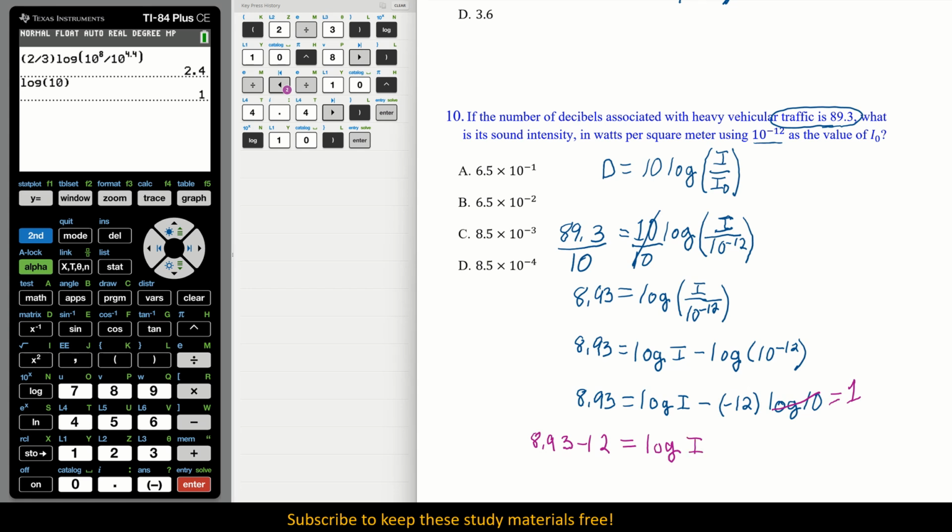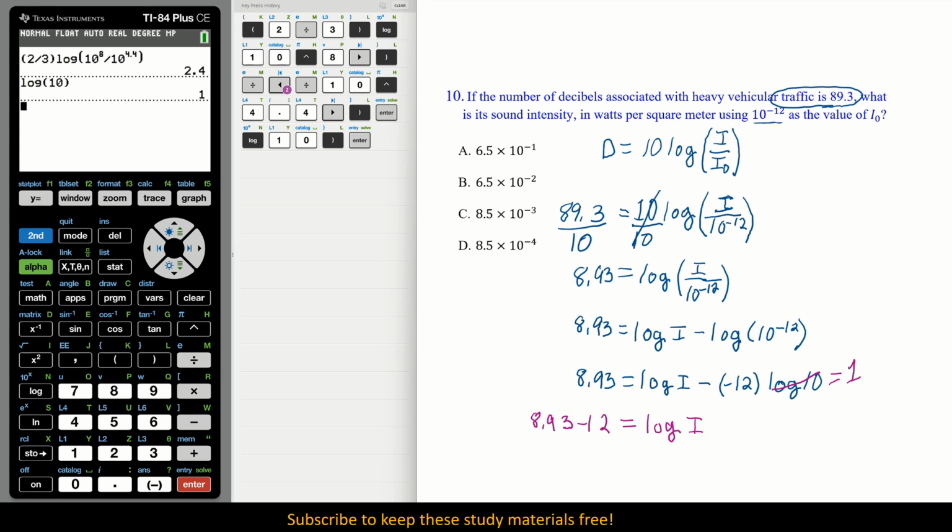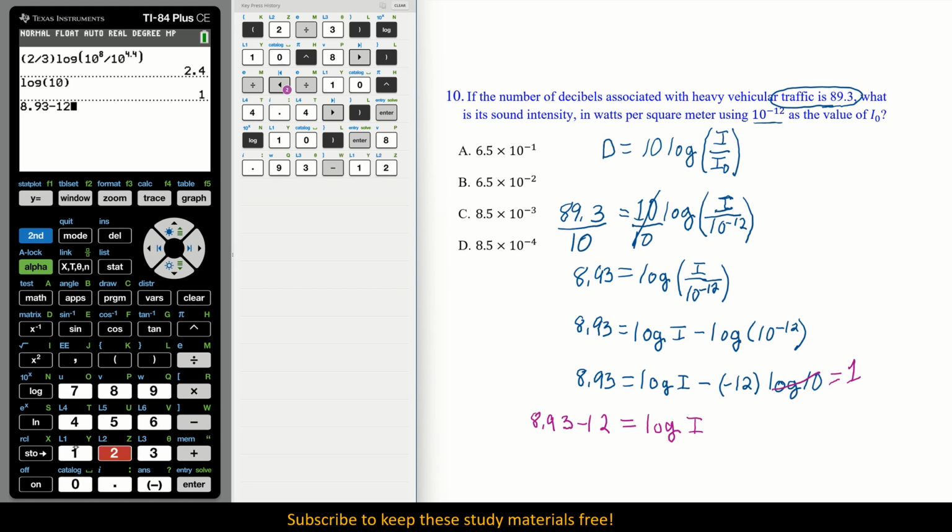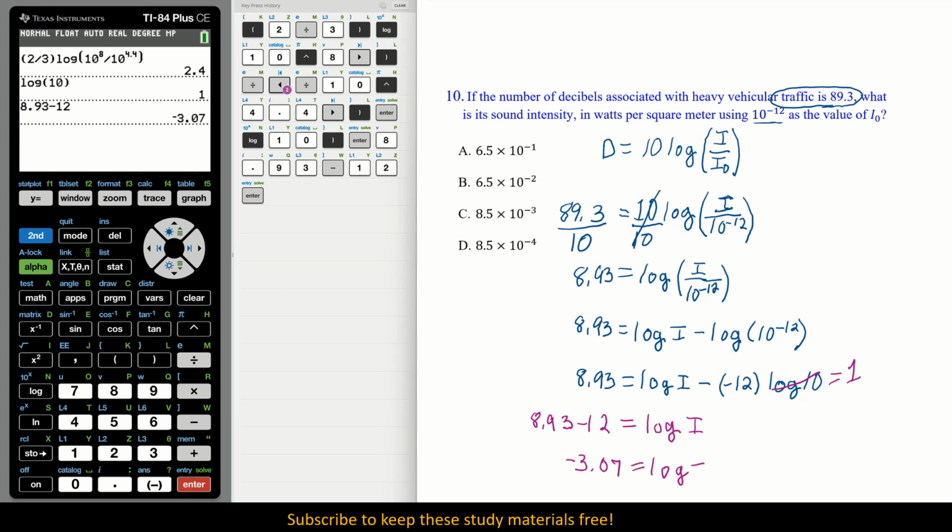And when we subtract that out, I know what it equals. You can just kind of look at it and tell what it equals, but no, don't do that. Use your calculator. Remember, I always say, I don't care what you can do in your head. I don't care if you know the answer from a prior question. Put it in the calculator anyway. There it is: negative 3.07 equals log of I.